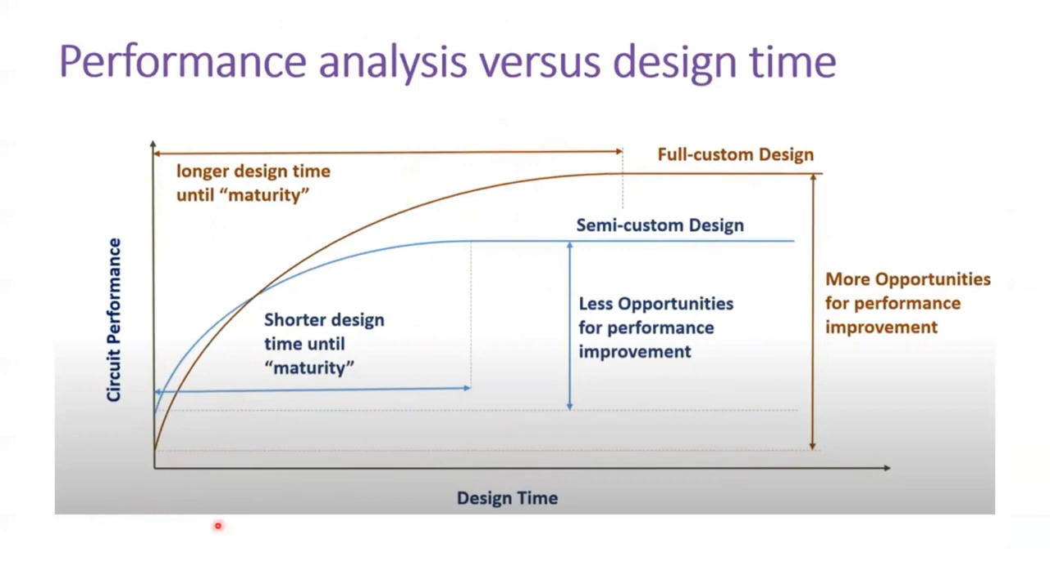What exactly happens is, as the design time increases, the circuit performance also improves. However, it reaches a saturation after some design time, and the design time to reach that maturity or saturation in the circuit performance is called the design time till maturity. That design time till maturity is larger for full custom design, and smaller for semi-custom design, because here the tool is doing all the iterations, so very soon you see the maximum circuit performance that you can obtain.